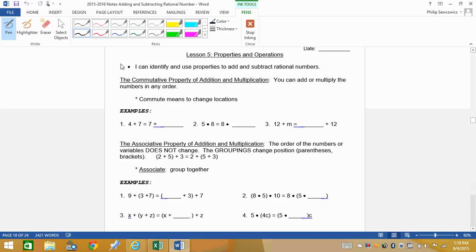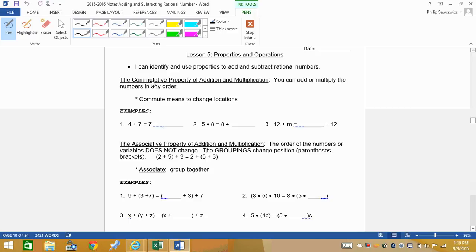All right, so lesson 5 here. We're talking about properties and we're talking about operations. What we're going to look to do here is we've got some vocabulary words that we're going to be making use of. And a lot of this just kind of explains why we can go out of order in our order of operations, and it's still going to work out just fine.